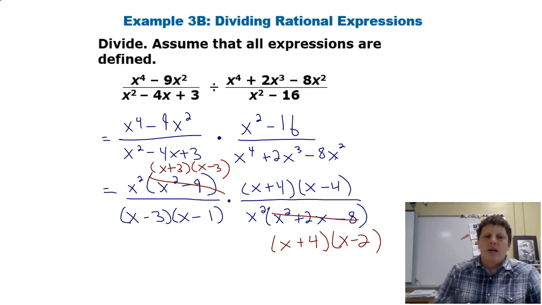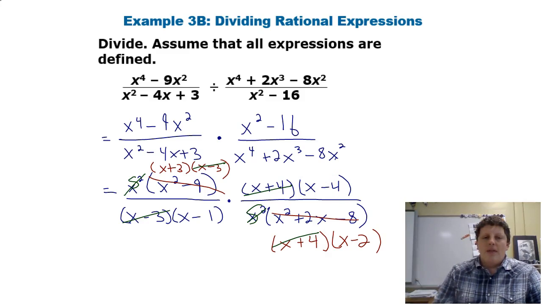And from here, I'll start looking for like things. I noticed that x squared, that monomial, and x squared here can cancel out, so those both cancel out, they're gone. I've got an x plus 3 up here, but no x plus 3 down here. We've got an x minus 3 here and an x minus 3 in the bottom, in the denominator. X plus 4 is going to cancel out, but x minus 4 is not.